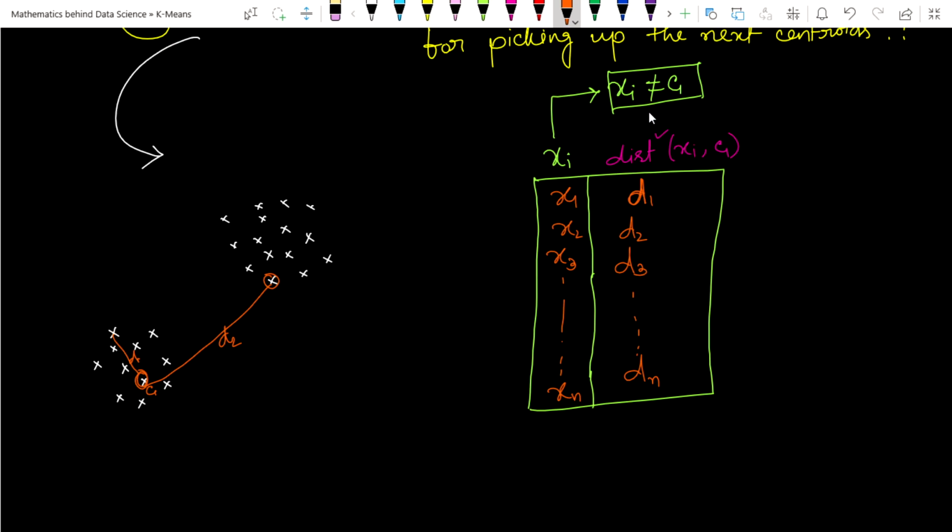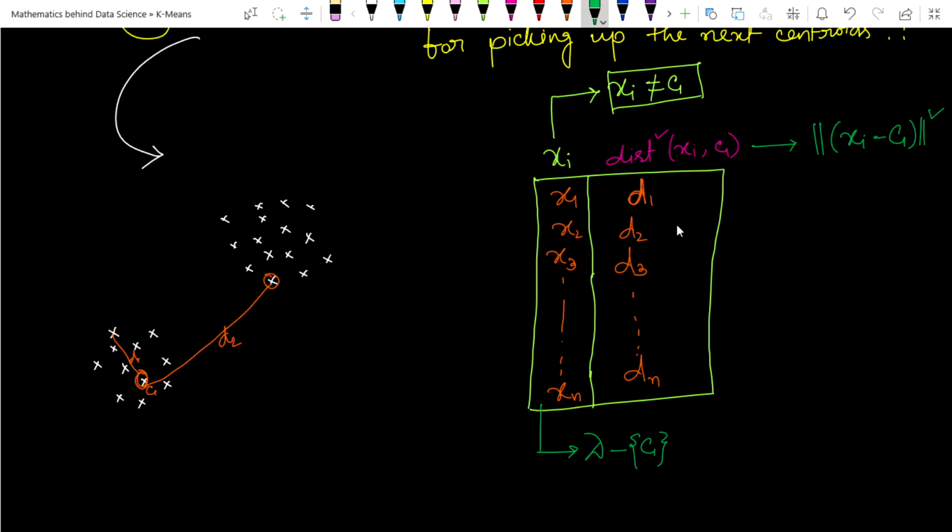We calculate these distances using the formula: norm of xi minus c1, whole square. Remember that these points are different from the initially picked point c1. They belong to the set D minus c1, and from this set we calculate the distances.